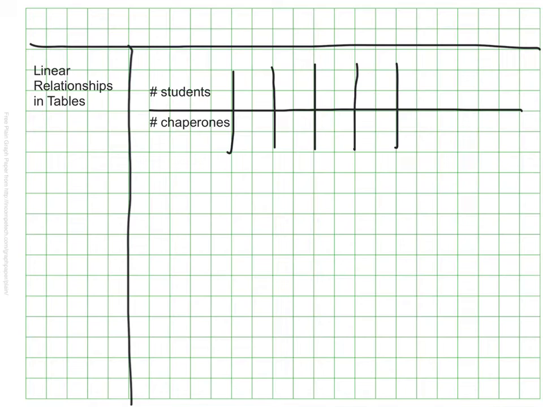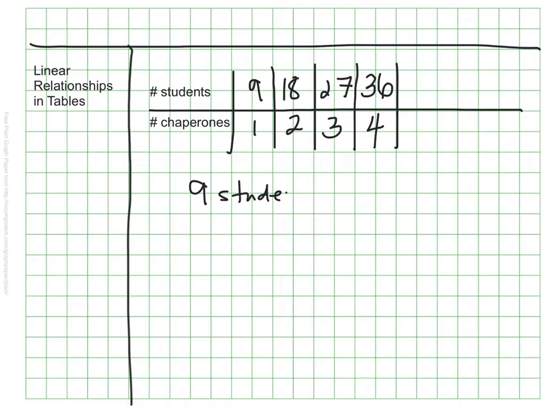This table will show the number of chaperones required for the number of students who are attending a field trip. This table shows a linear relationship. I can see that for every 9 students, they require 1 chaperone. And I can tell that because every time this increases by 1, the number of students increases by 9. So they're staying constant. It's consistently the same pattern for both of our variables.